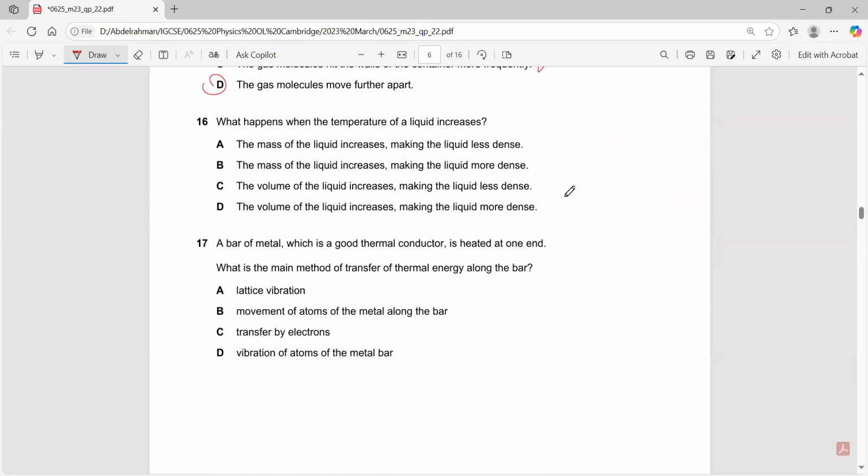What happens when the temperature of a liquid increases? When the temperature increases, what happens? Does the mass increase? No, it does not. The volume increases, yes, making the liquid less dense. Convection.